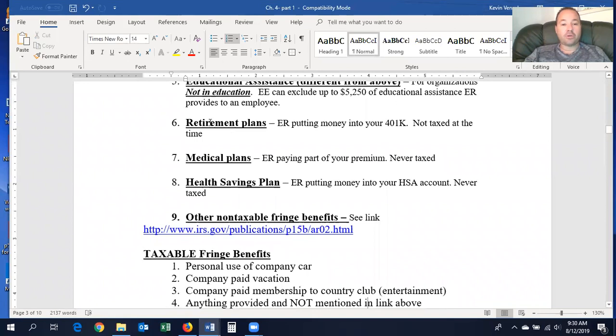All right, employers putting money into your retirement account. Yes, you will have to pay federal taxes on that when you take it out, but the FICA taxes, you never have to pay on that.